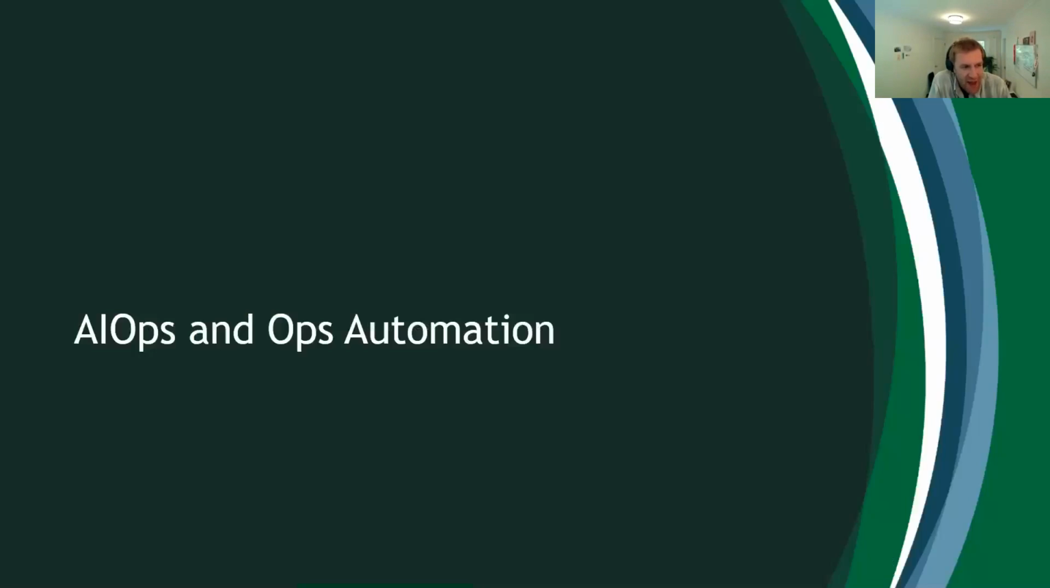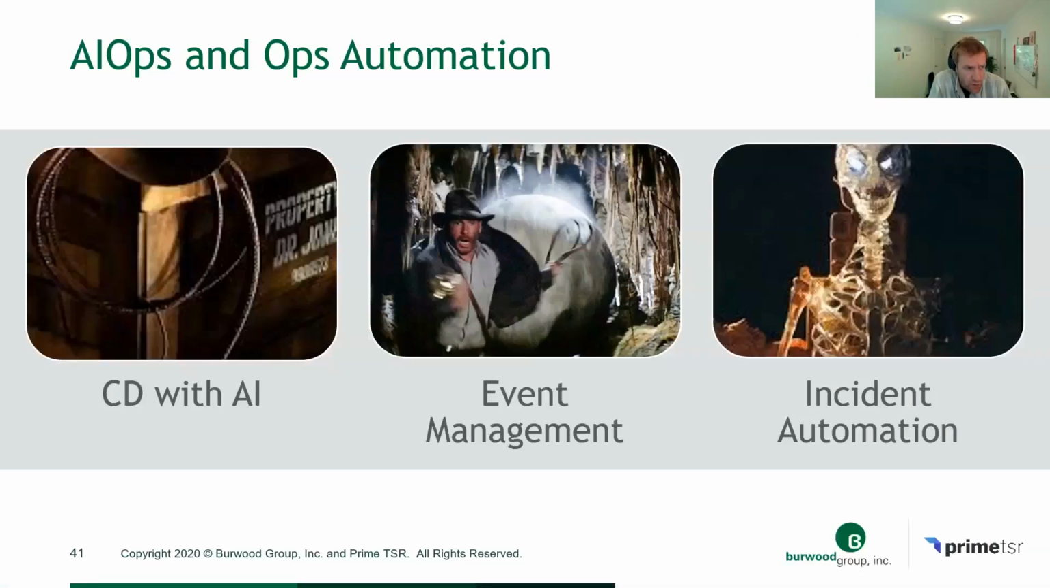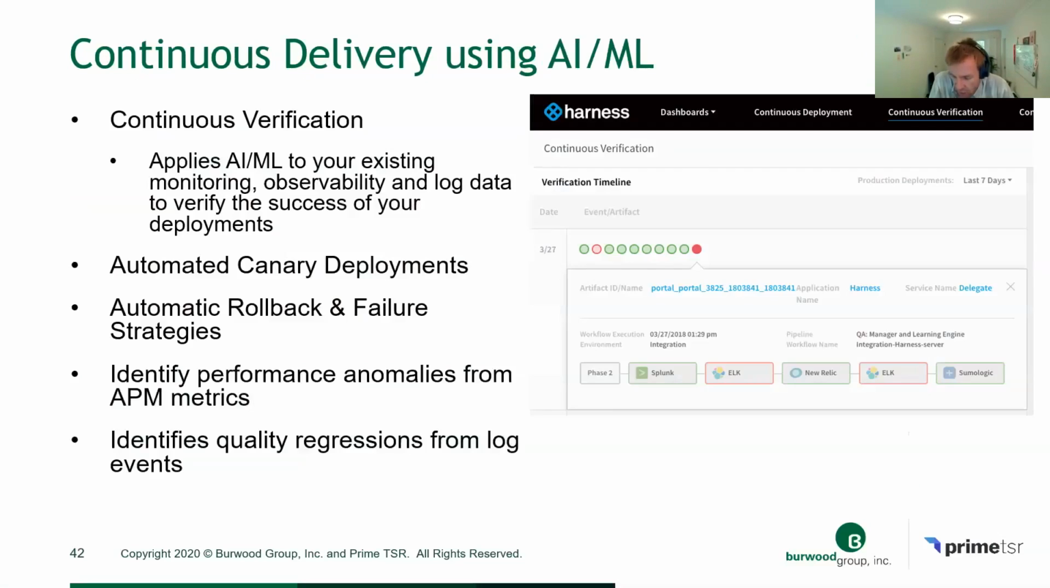So getting into AIOps and ops automation. I want to talk about continuous delivery with AI, moving to more advanced event management, and then even incident automation as well. During the last session, somebody asked a question around whether we have seen people use CD tools that feature AI capabilities. A couple of weeks ago, we hadn't. So we did a little bit of digging and spun up a quick proof of concept.